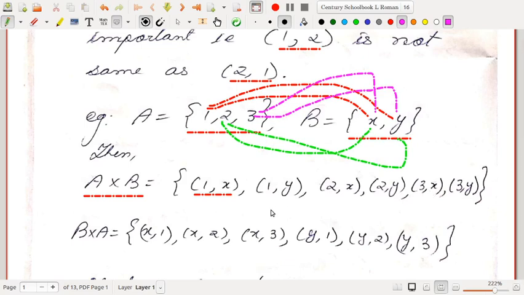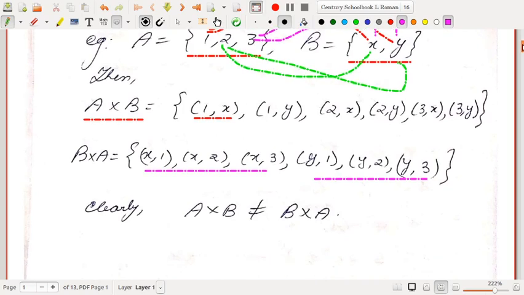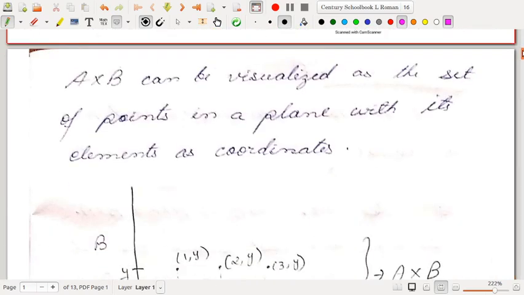If you consider B cross A, it's the other way: x goes with 1, x goes with 2, x goes with 3. So (x, 1), (x, 2), (x, 3), (y, 1), (y, 2), (y, 3). This is B cross A. So in general we have A cross B is not equal to B cross A, right?